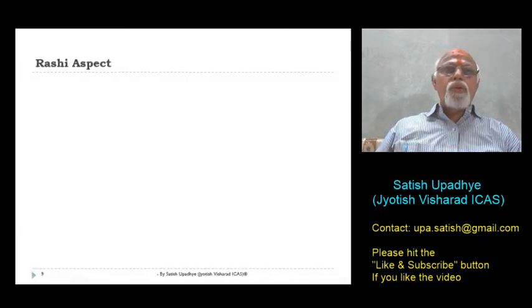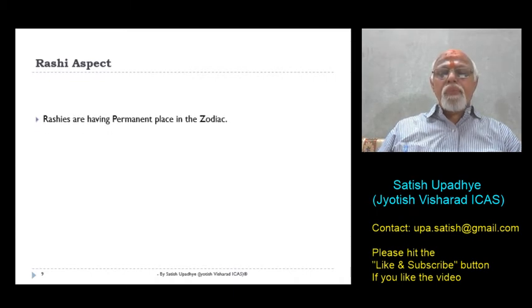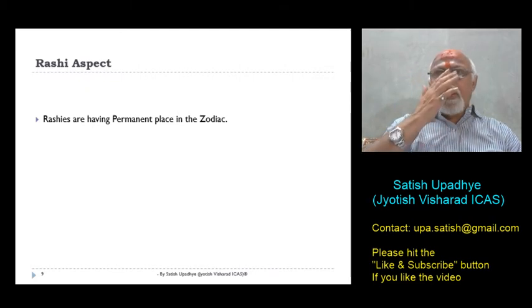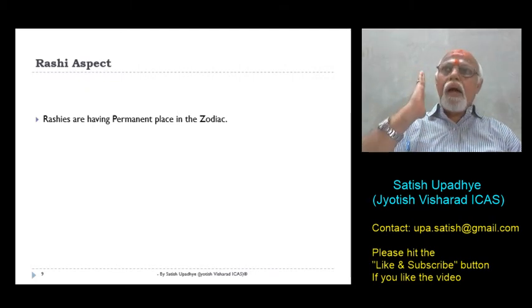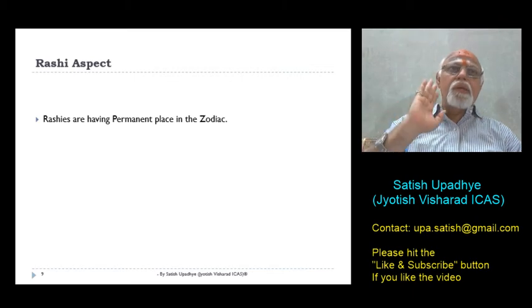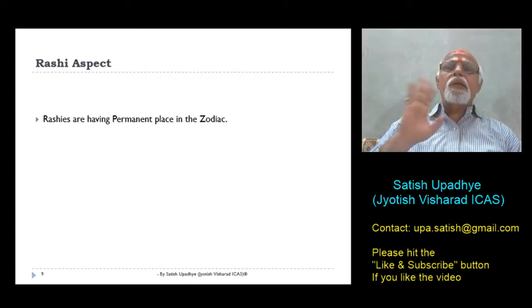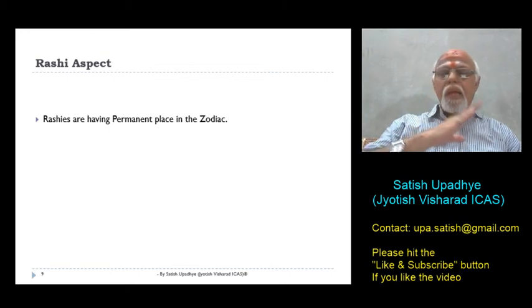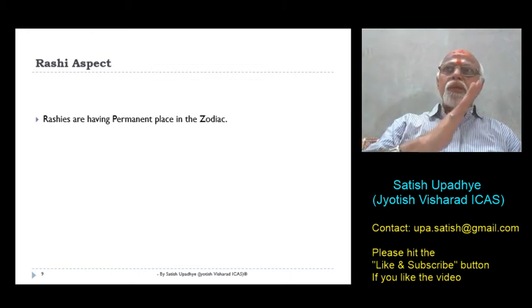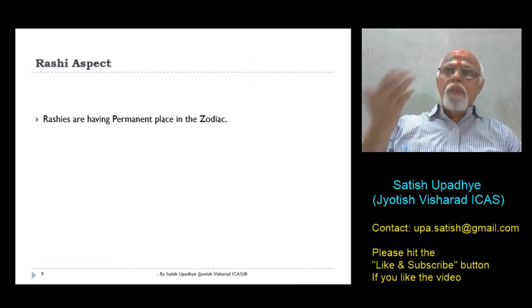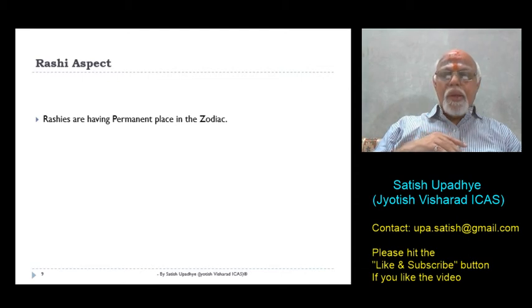Now let us go to the Rashi aspects. The very important point is that Rashis are fixed at some place in the zodiac. They never change their places from one place to another, whereas planets change, that is called Gochara. They always go on changing from one Rashi to another Rashi, from one house to another house, whereas Rashis have a permanent place in the zodiac.